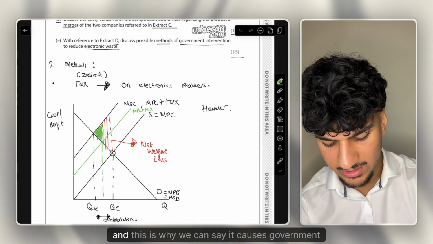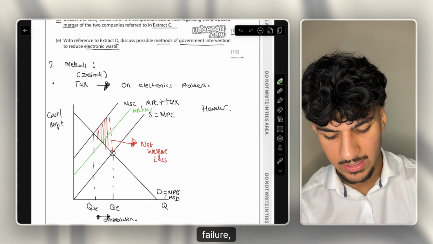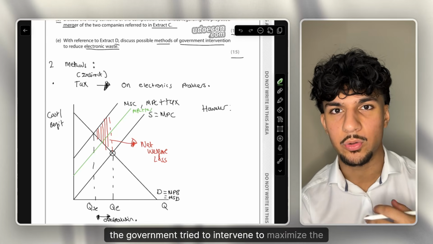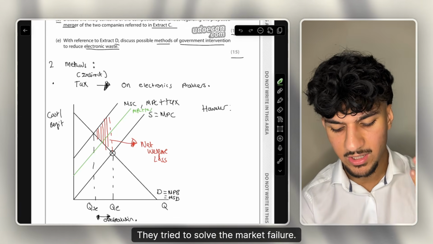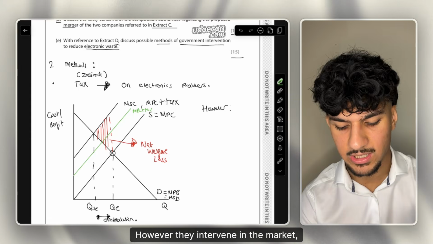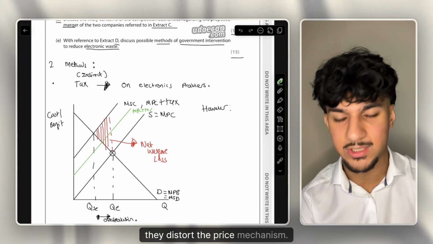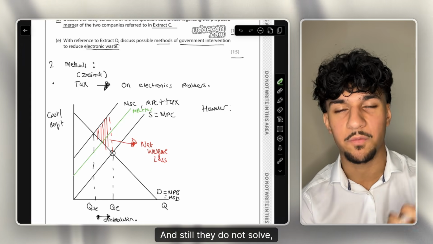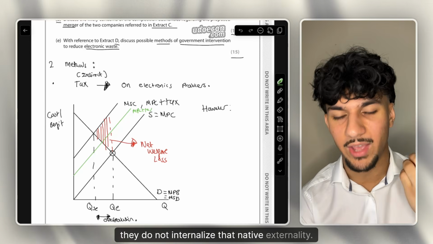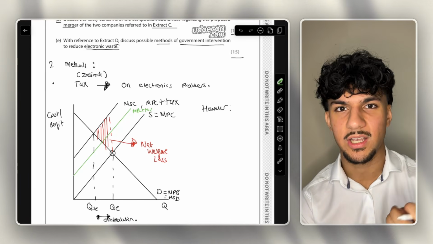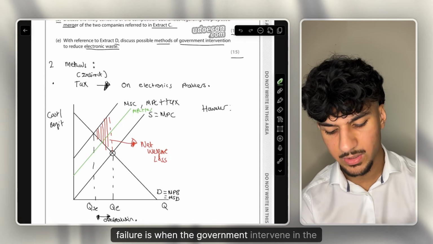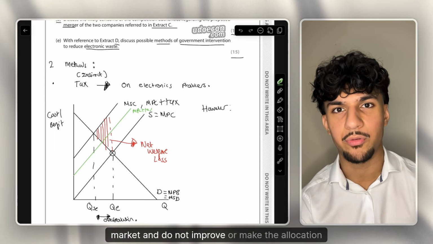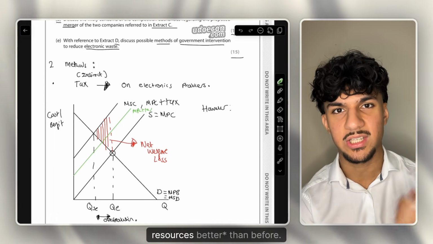So even though, and this is why we can say it causes government failure, the government tried to intervene to maximise the allocation of resources, tried to solve the market failure. However, they intervene in the market, they set a tax, they distort the price mechanism, and still they do not internalize that negative externality, thus of course causing a government failure. Since of course the definition of government failure is when the government intervene in the market and do not improve or make the allocation of resources worse than before.